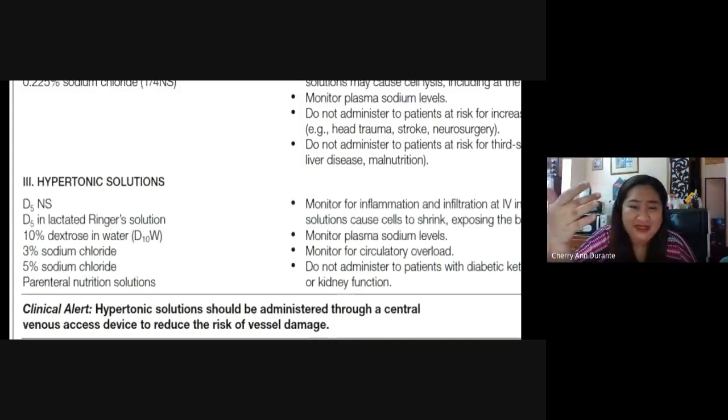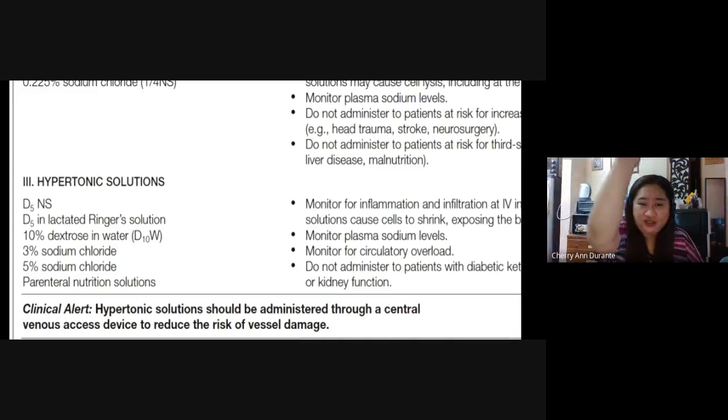Yung binibigay natin sa mga patient na usually hindi sila makakain oral, tapos hindi rin pwede NGT. So diretso na sa dugo niya ang iyong nutrients. Yun po yung total parenteral nutrition or parenteral nutrition solution.